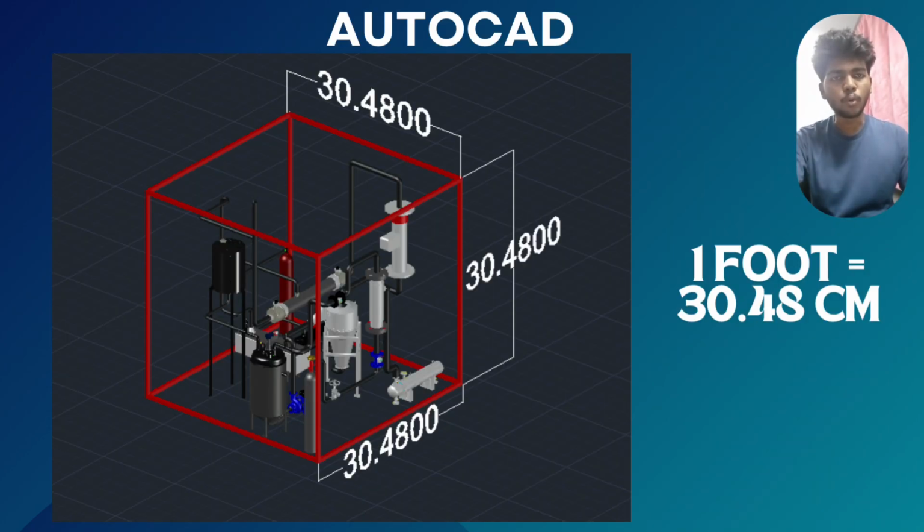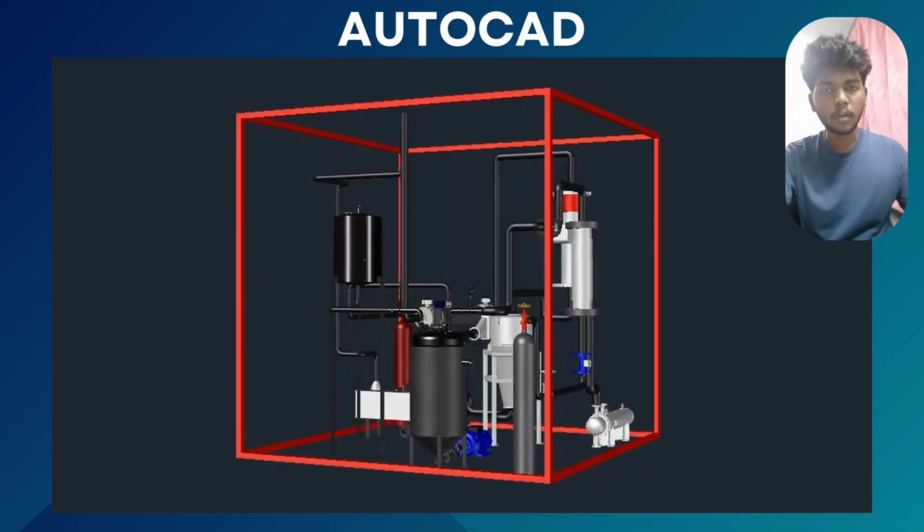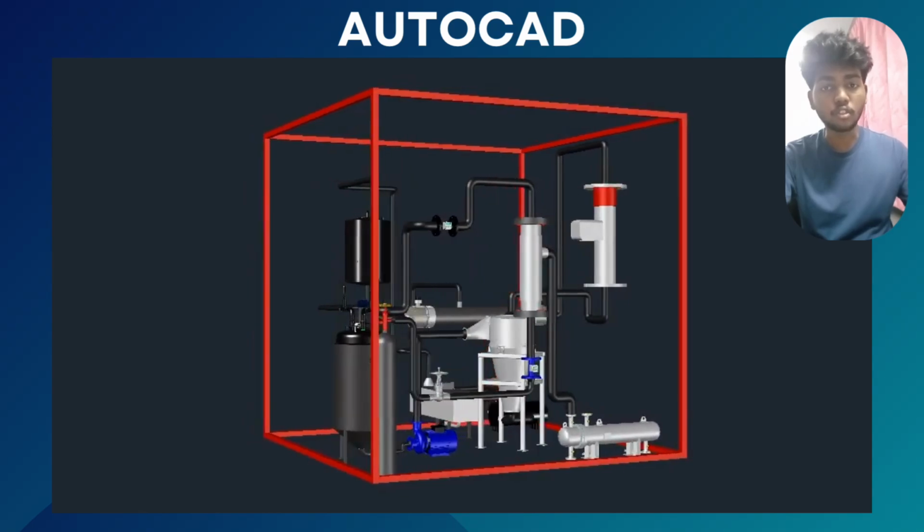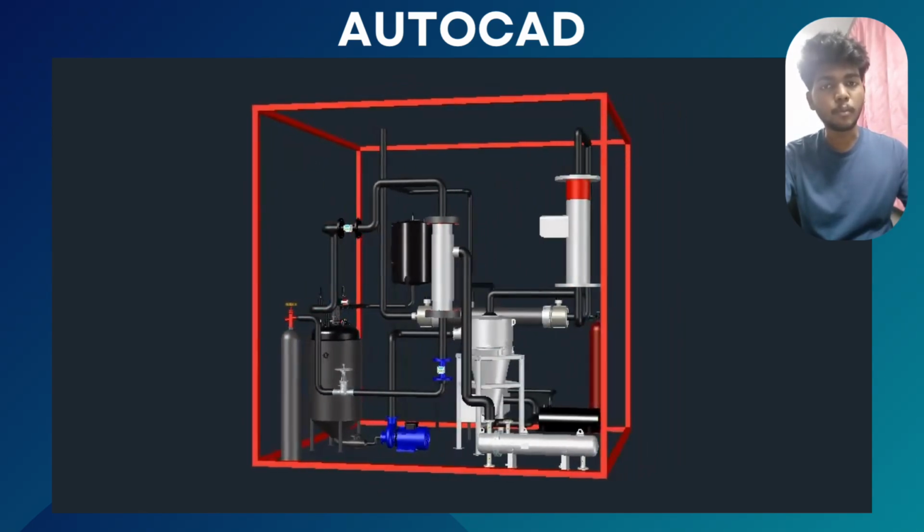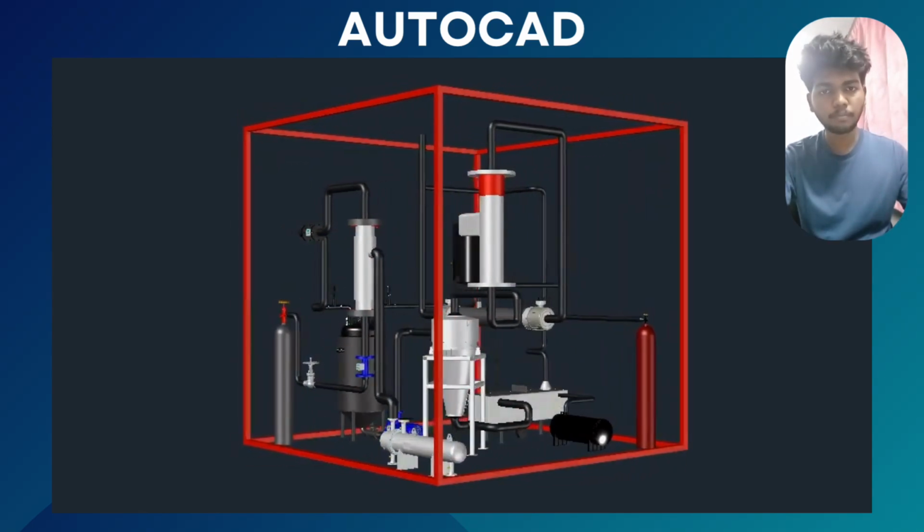And now we can look at the dimension of our ChemE Cube mini plant. So this whole cube, the dimension is 1 foot by 1 foot by 1 foot, which is 30.48 cm. And this is the entire 360 3D view of our ChemE Cube mini plant.